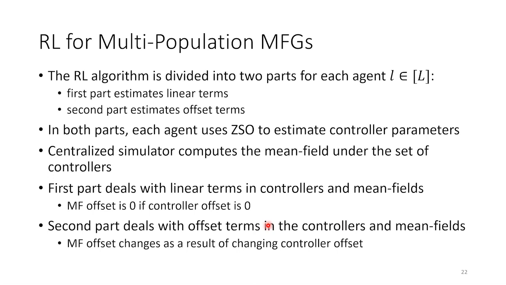And in the first part, what we do is we set the mean field offset and the controller offset to zero. Actually, by setting the controller offset to zero, the mean field offset is automatically zero. And because of this, we can learn the linear terms. And in the second part, we just change the controller offset and the mean field offset changes, and then we learn the offset terms.